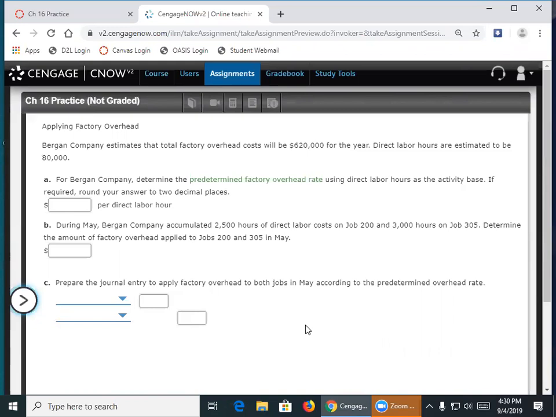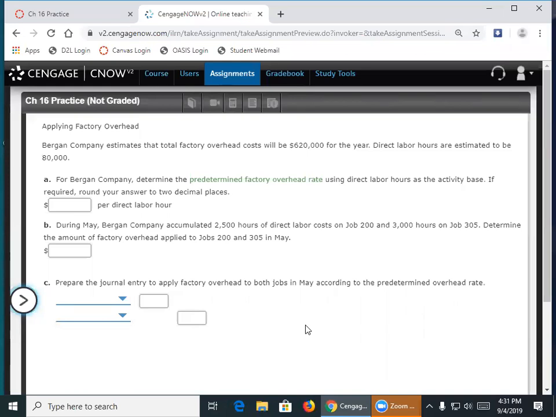And you'll see, I think it's on your notes, the very first thing on your notes gives you the calculation to come up with that. Estimated overhead costs divided by the estimated activity base. The activity base is just whatever we're basing it on. Most of the time it's direct labor, and in this case it is. So this one's pretty simple. Bergen Company estimates that total factory overhead costs will be $620,000 for the year. Direct labor hours are estimated to be 80,000. So to figure out our predetermined overhead rate, we're truly just taking the full 620,000 estimated overhead divided by the 80,000 hours.